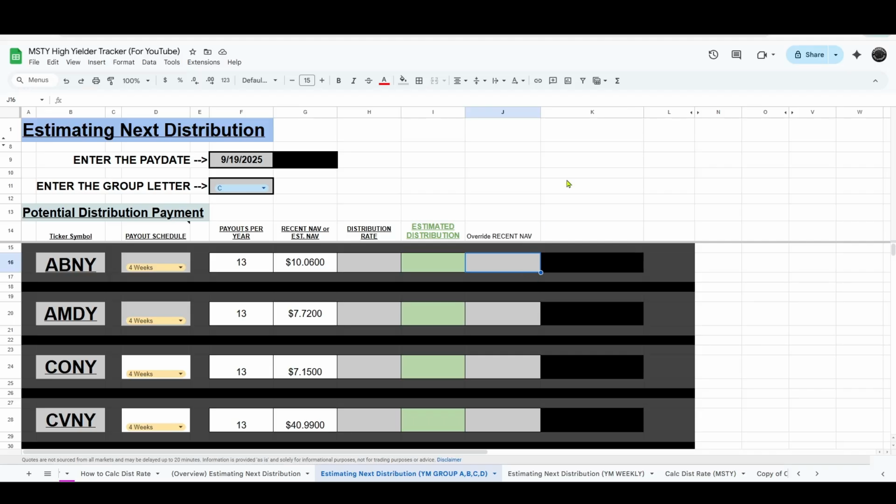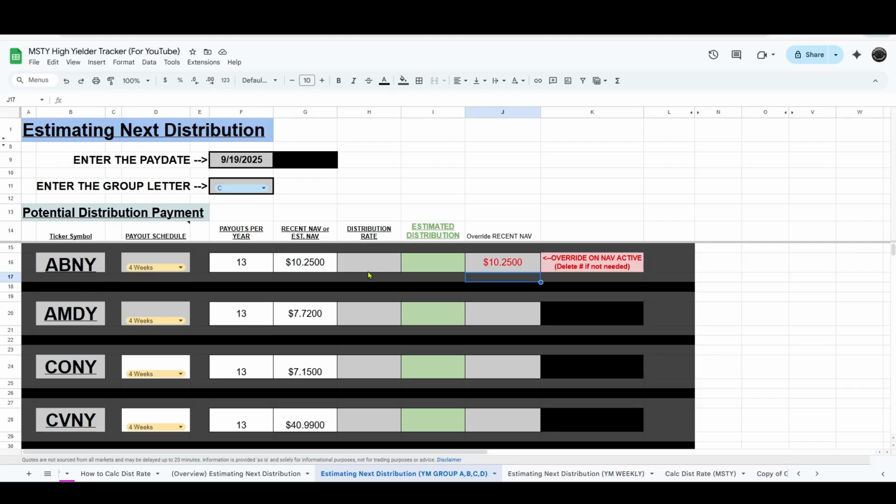So if that NAV was actually, say, $10.25, then whenever I enter that, it will change this to the $10.25. Now, it will note over here that the override is active, okay? Because this will override the calculation from pulling the Friday's price. And why do I pull the Friday price? And that's just because that is the last day of the trading day for the payouts.